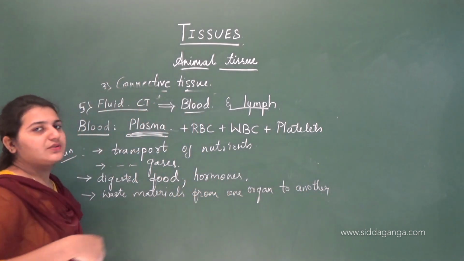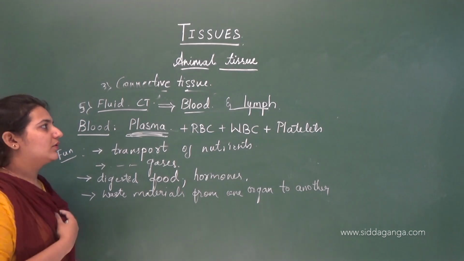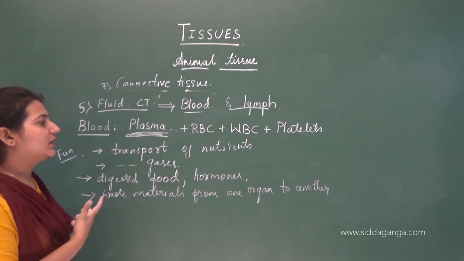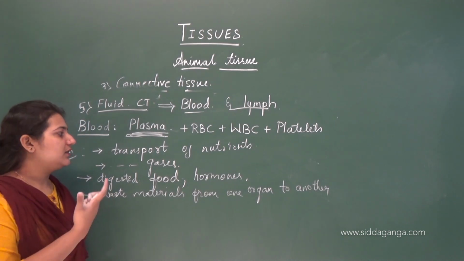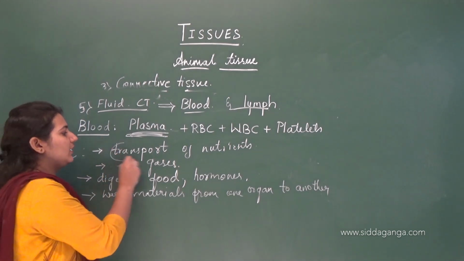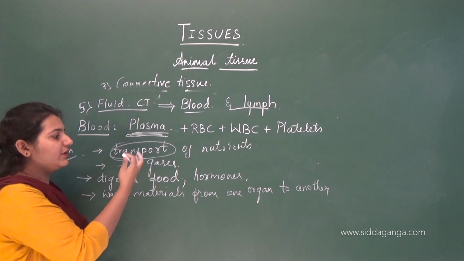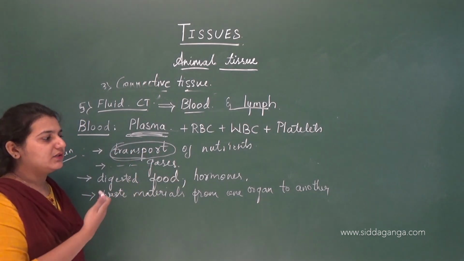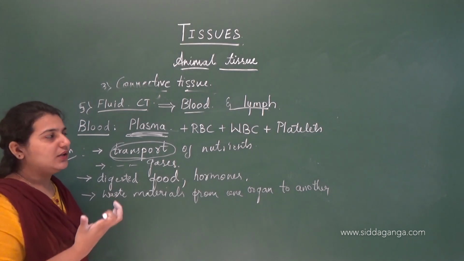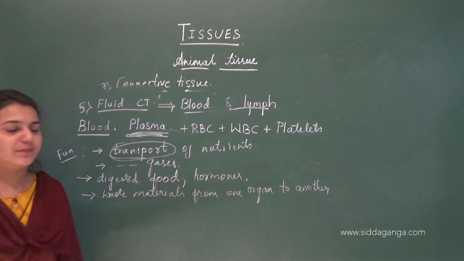Clear? So these are the functions of the blood. The fluid present in the blood is plasma. Blood also has RBC, WBC and platelets. The major function of the blood is transportation. It transports various nutrients, gases, digested food, hormones and even the waste materials. So this is the function of blood.